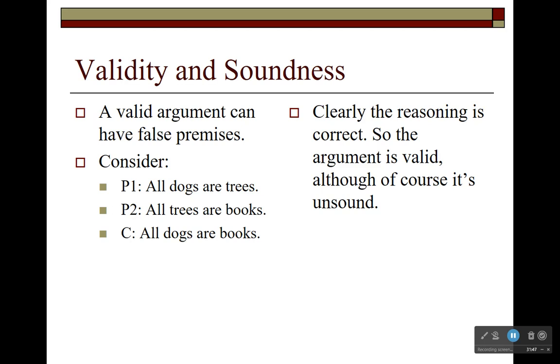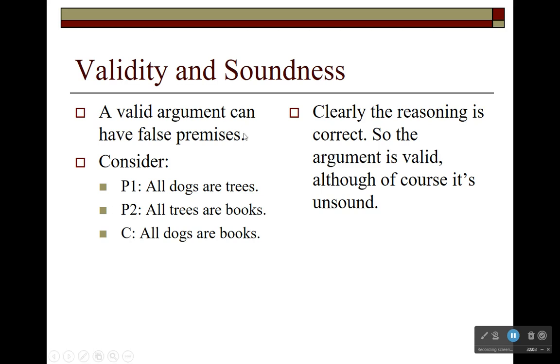So let's consider this example. Premise 1, all dogs are trees. Premise 2, all trees are books. Therefore, conclusion, all dogs are books. Clearly, the reasoning in this argument is correct. So the argument is valid, although of course it's unsound.